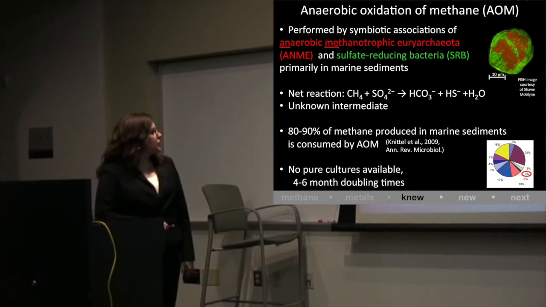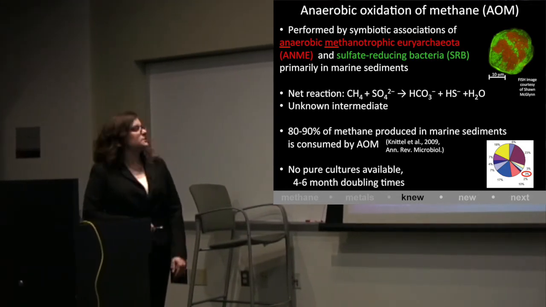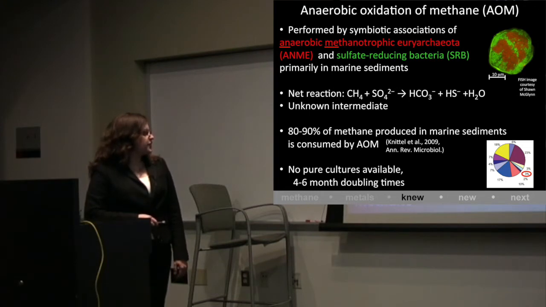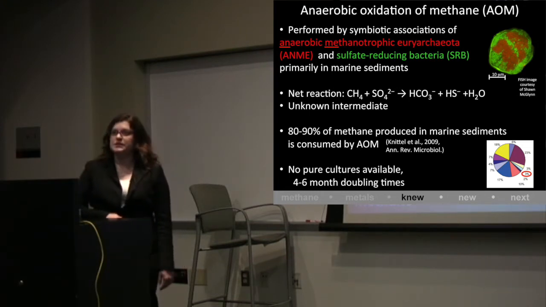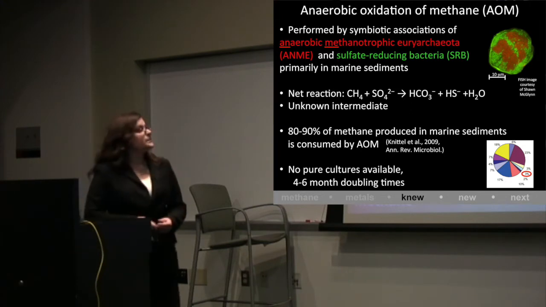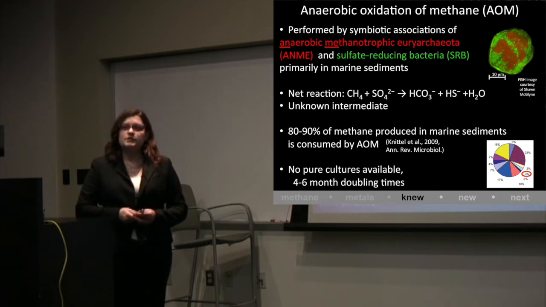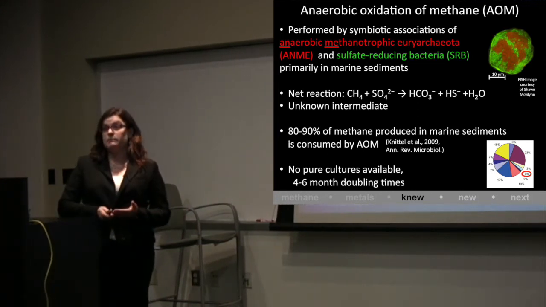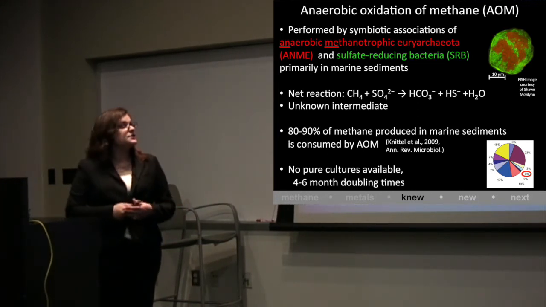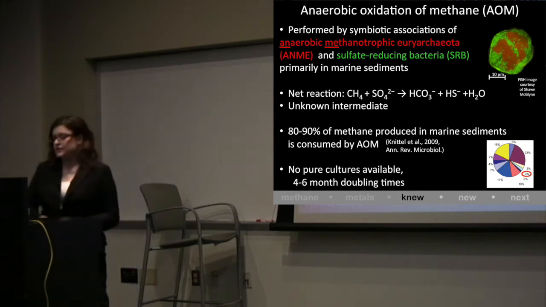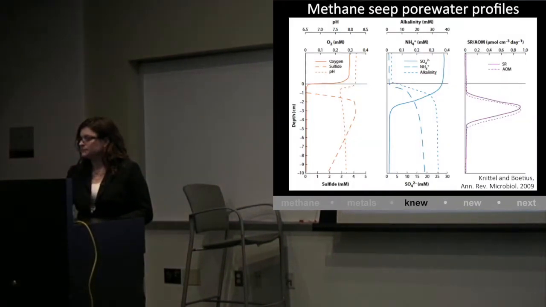So there are no pure cultures currently available of these symbionts. They have very slow doubling times, 4 to 6 months, and so it's quite difficult to work with these in the lab. And we have to use other techniques such as metagenomics and metaproteomics to try to understand the metabolisms that these organisms are performing.